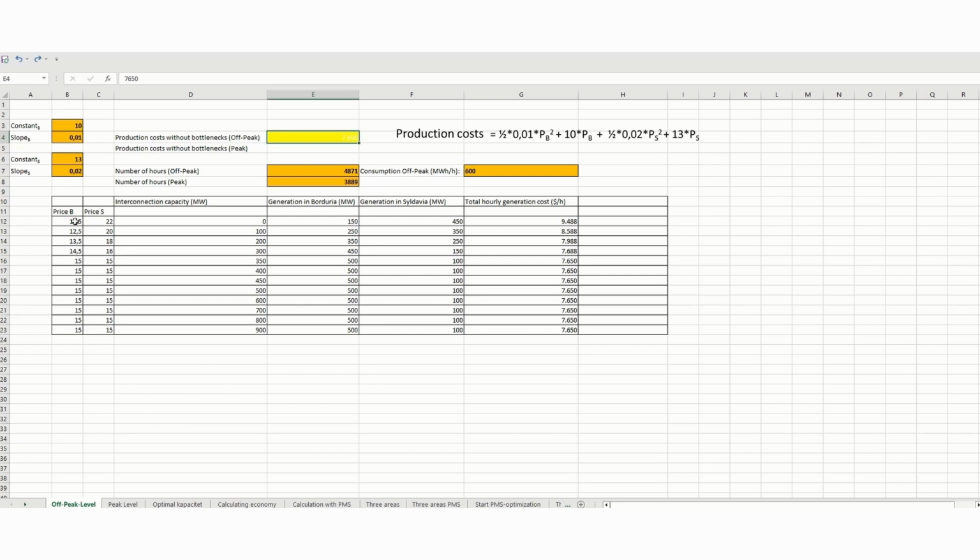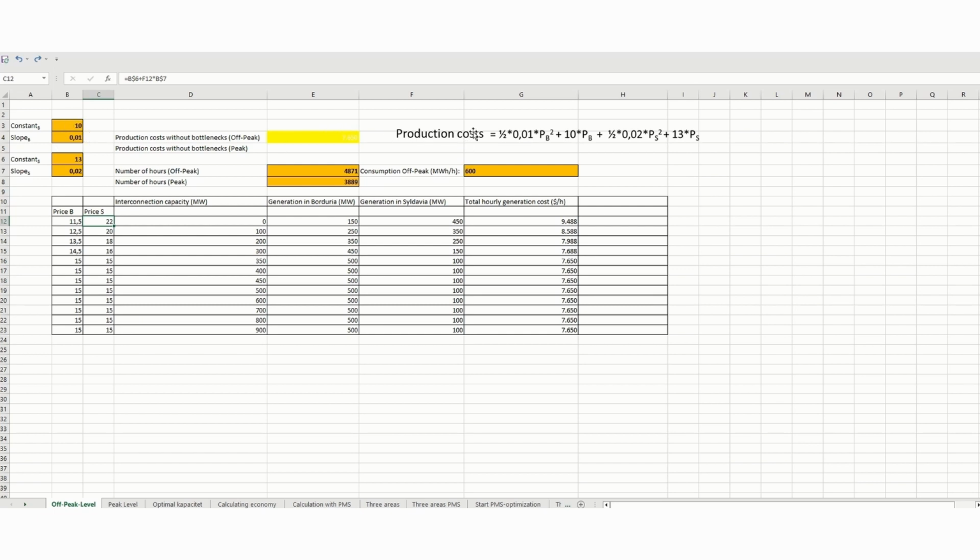When we look at the marginal price, I set the marginal price in area B as the 150 here, E12, multiplied by the slope plus the constant. And the marginal price here will be 11.5. And the same in price area S: it is the production multiplied by the slope plus the constant, and $22 per megawatt hour.